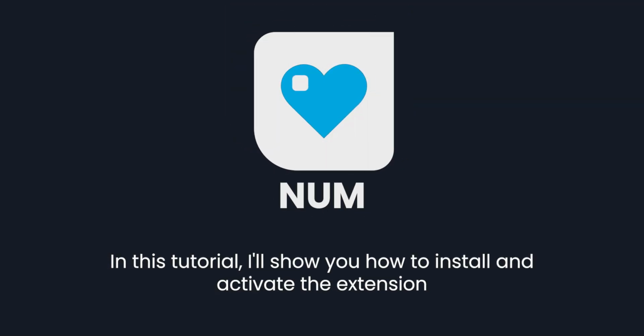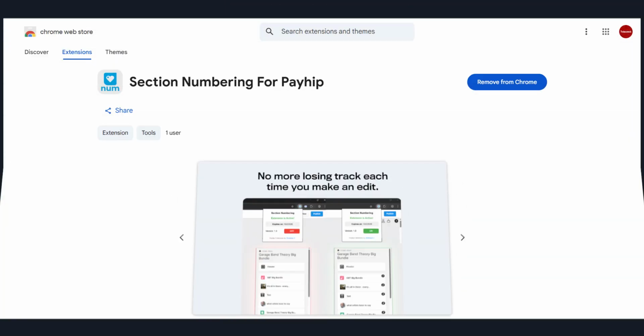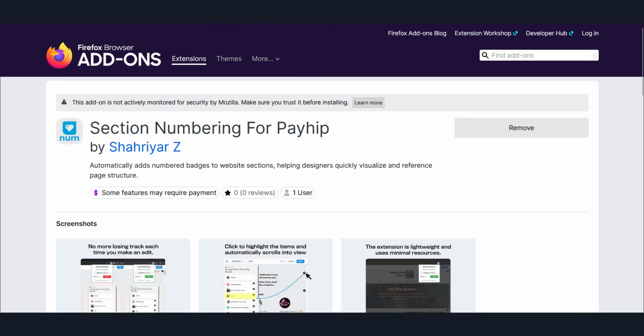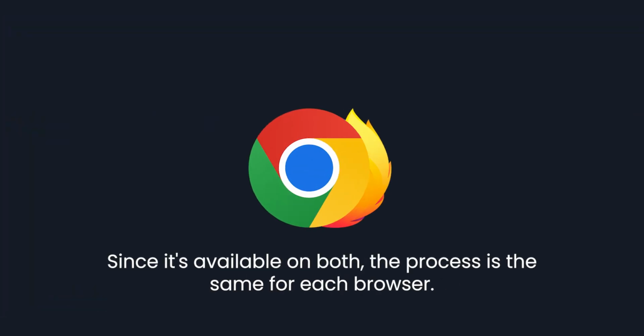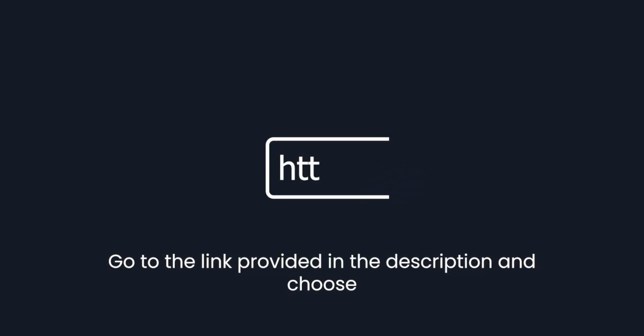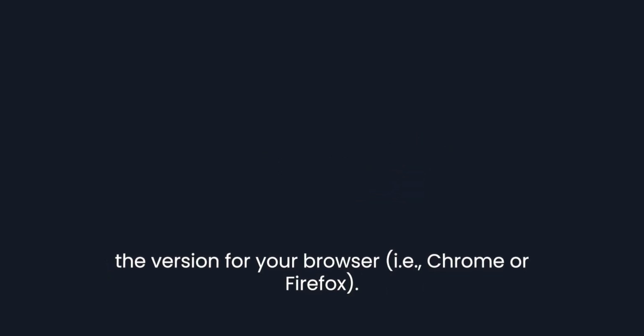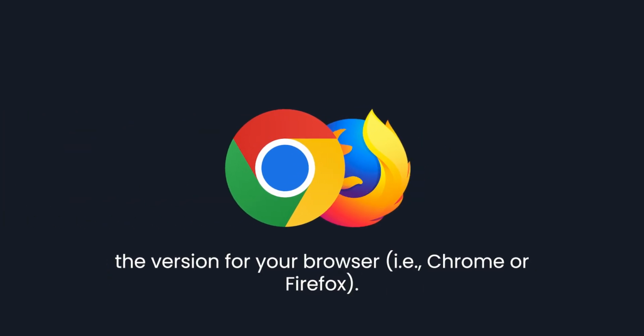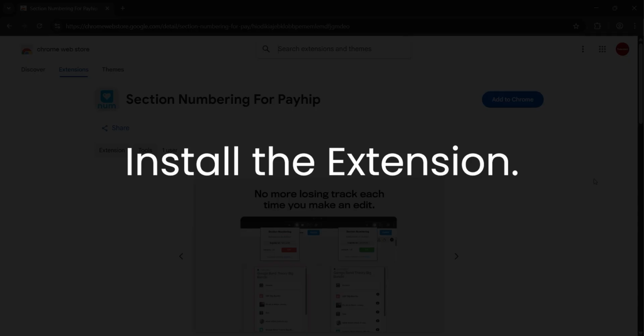In this tutorial, I'll show you how to install and activate the extension on Google Chrome or Firefox. Since it's available on both, the process is the same for each browser. Go to the link provided in the description and choose the version for your browser, i.e., Chrome or Firefox. Install the extension.